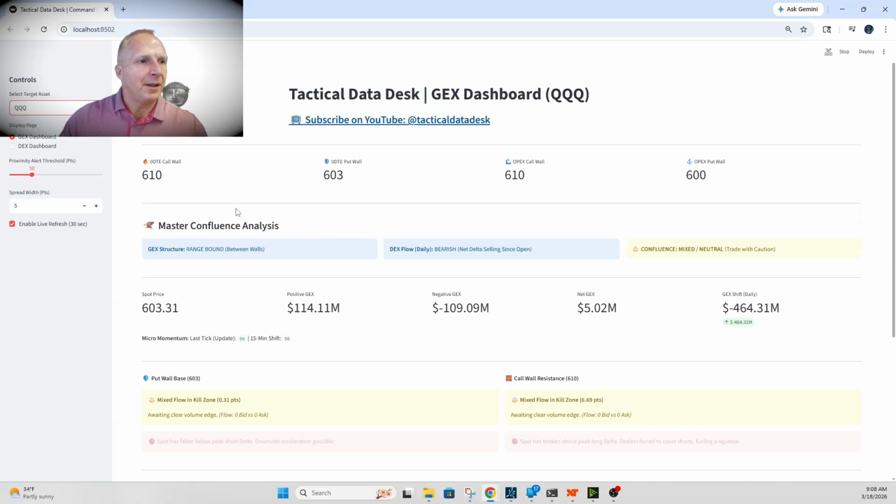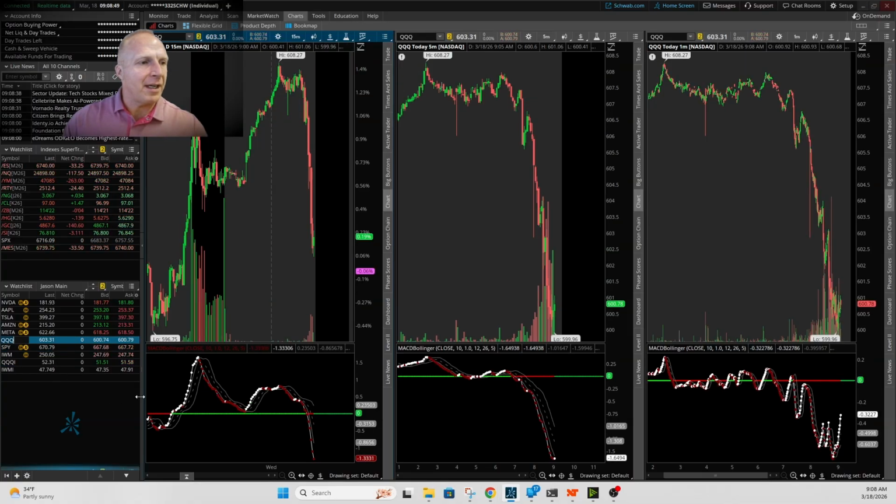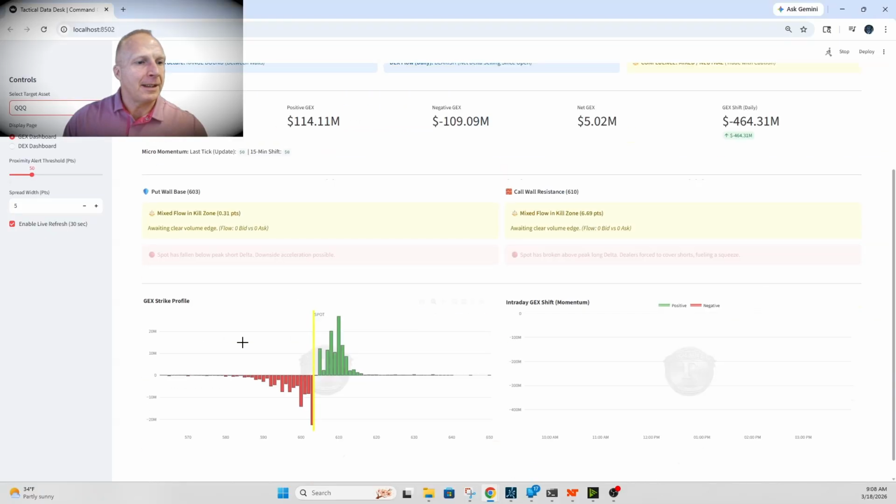QQQ, your 0 DTE call wall 610, put wall 603. Your current QQQ is trading at 600 even, so currently below the put wall before market opens. We'll see what happens when the market opens. GEX exposure. Next put wall is at 600. That's where we are on the spot price. This spot price doesn't update until we get live market data flowing.